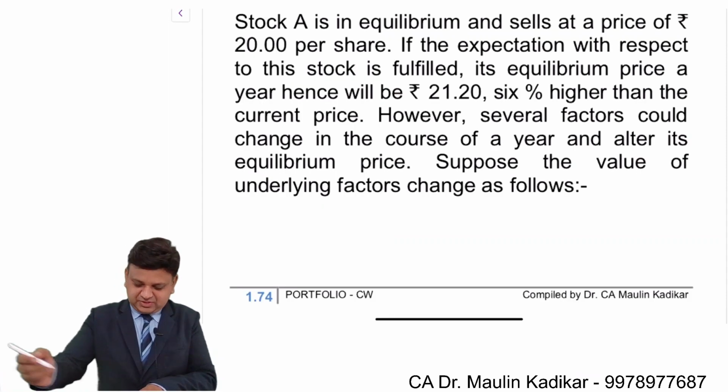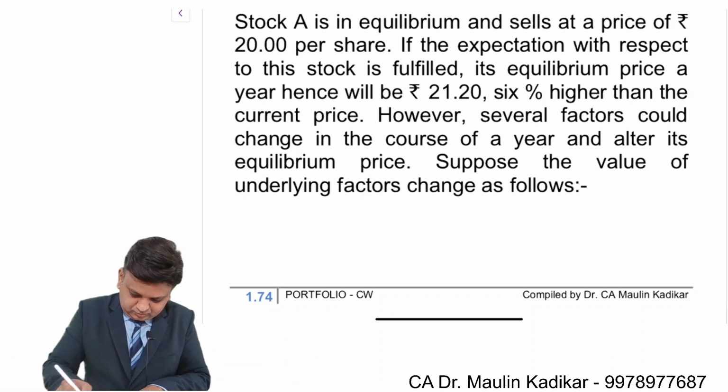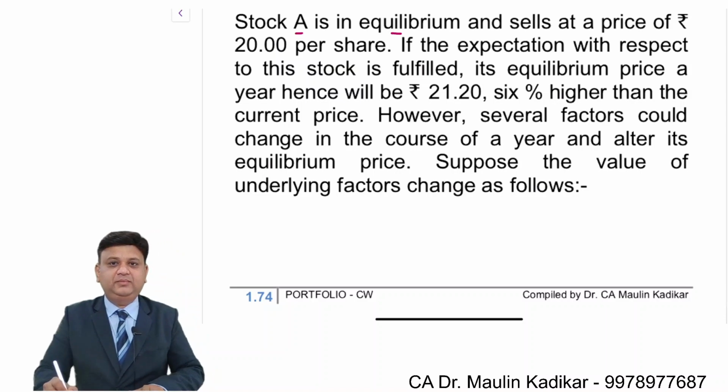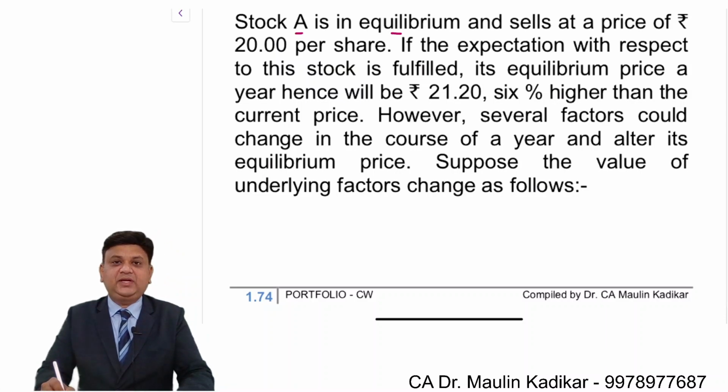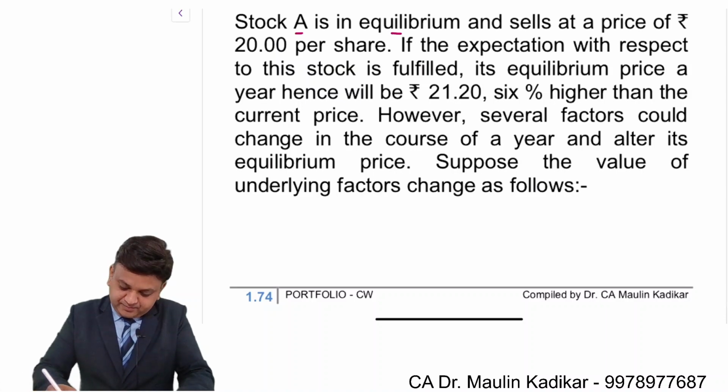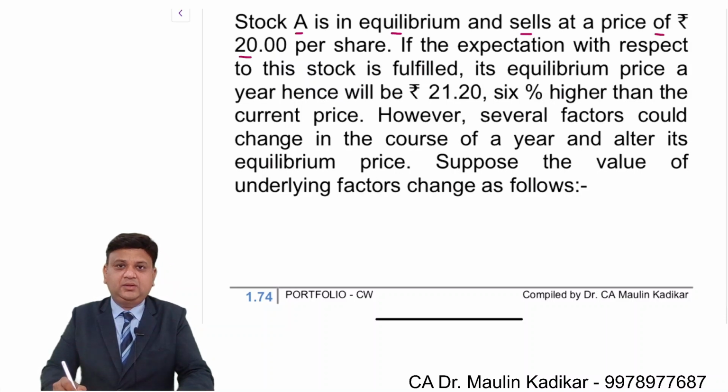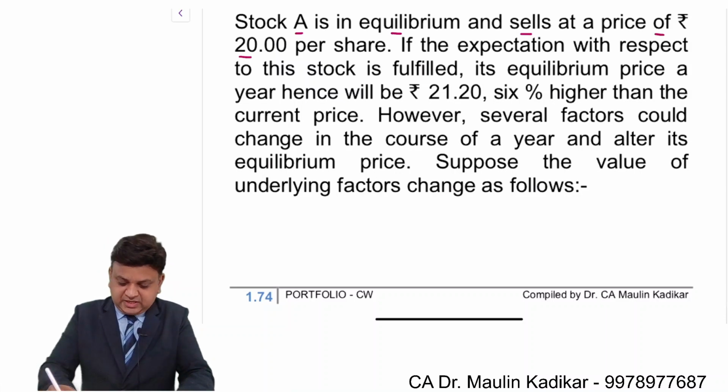Let us see our next question. Stock A is in equilibrium, which means the price of the equity share is what it should have been, and sells at a price of rupees 20 per share. So P0, the current market price of the equity share, is given as rupees 20.